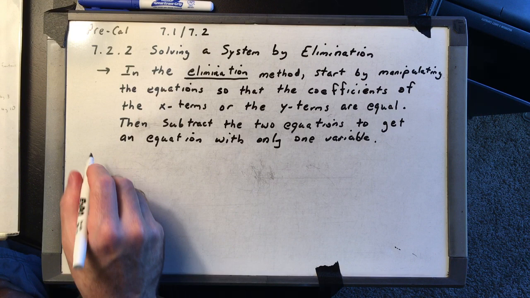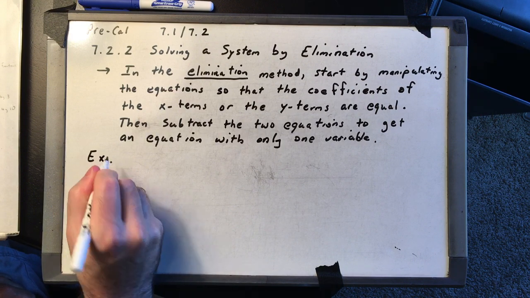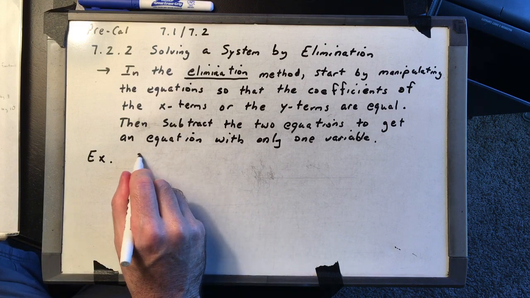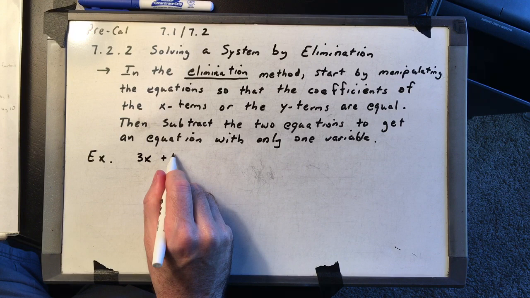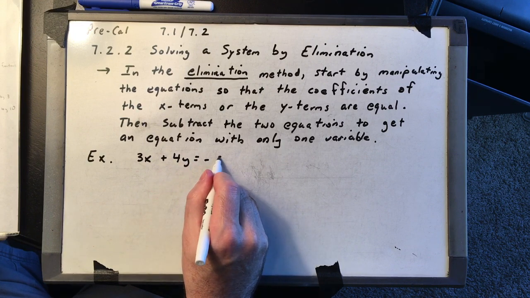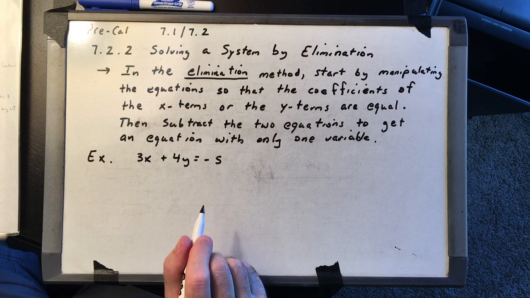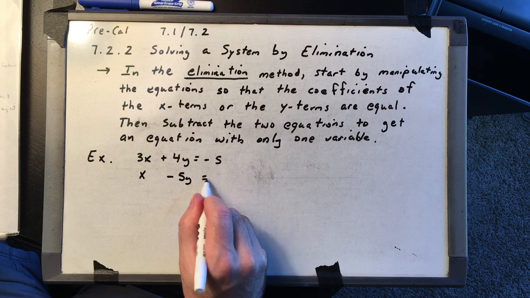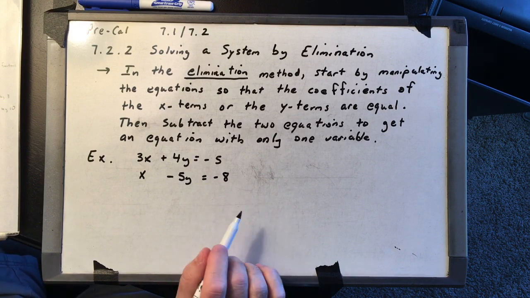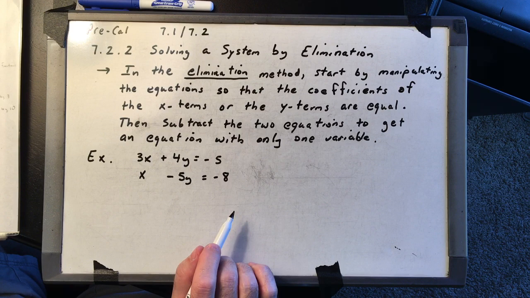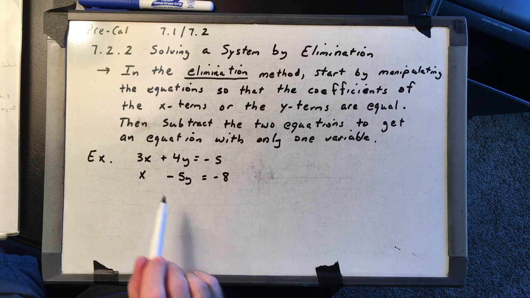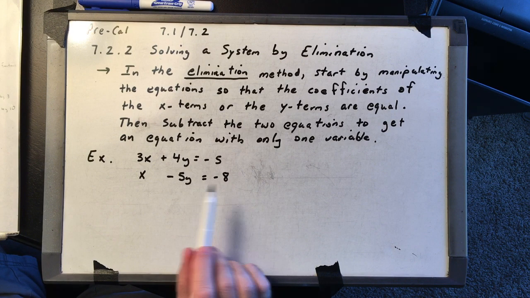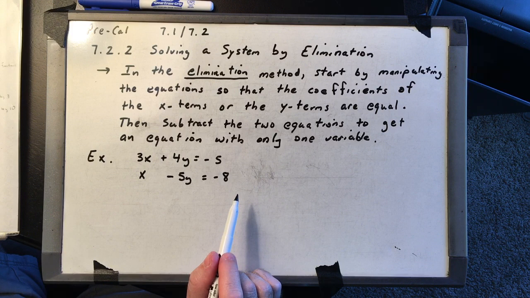Okay, I think I got room to do our first example beneath all of this explanation here. So let's say we have 3x plus 4y is equal to -5. And our other equation is x minus 5y is equal to -8. So we want to solve using elimination. It's legal to multiply these equations by whatever you want, or divide, as long as it's the entire equation.